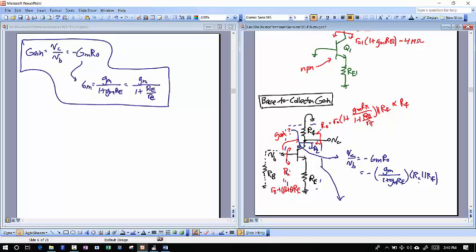Is that RC parallel RE? No, this is a little rc here. That little rc is that r naught times 1 plus GM RE over 1 plus RB over R pi, that thing. That's the little rc.